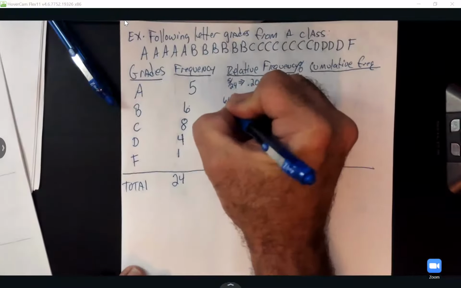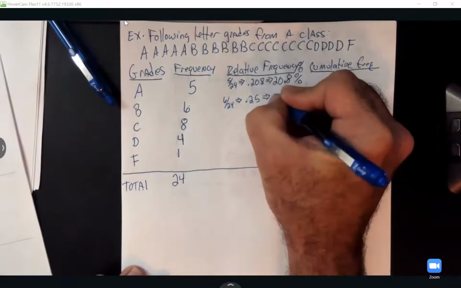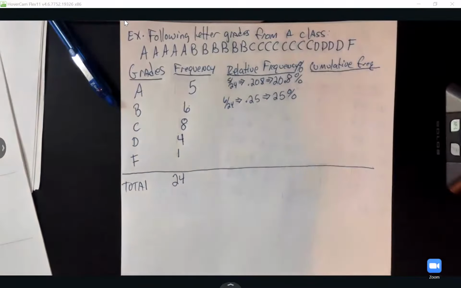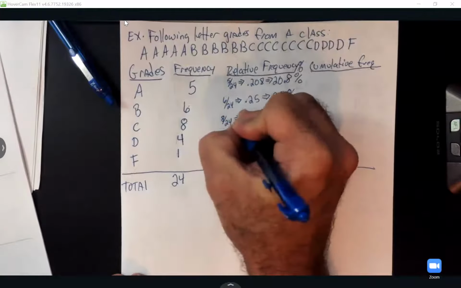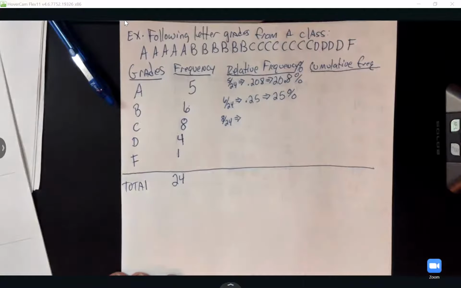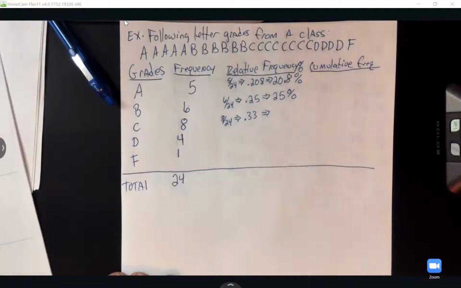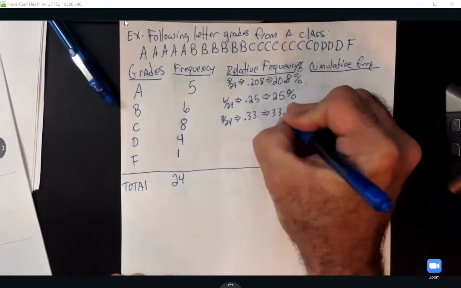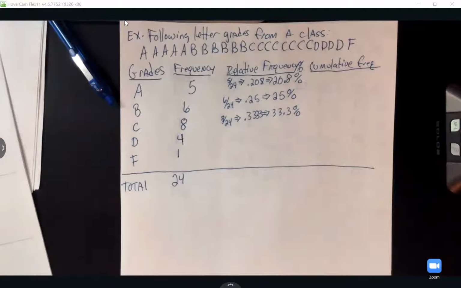Next you would do 6 divided by 24. That would give you 0.25, and I turn that into 25%. All right, next was what? 8 divided by 24. So when I did that, I got 0.33333 forever, which I rounded off to 33.3%. So y'all, this one had a lot of threes going on in it, okay? Anytime you do something that's a third, it's a never-ending decimal.